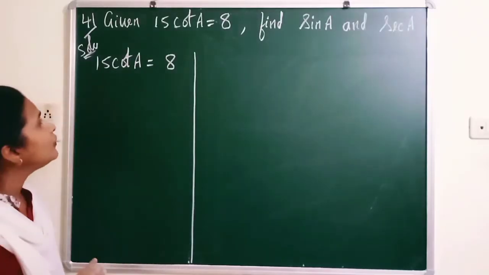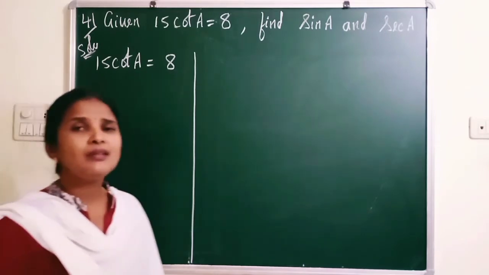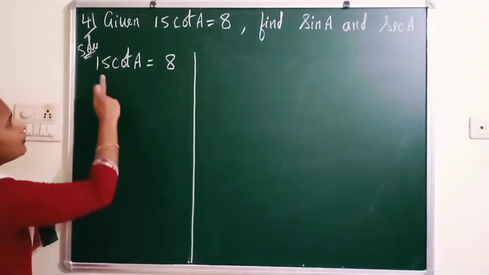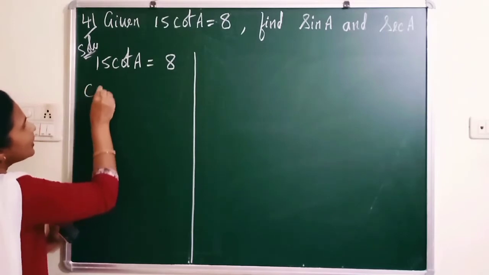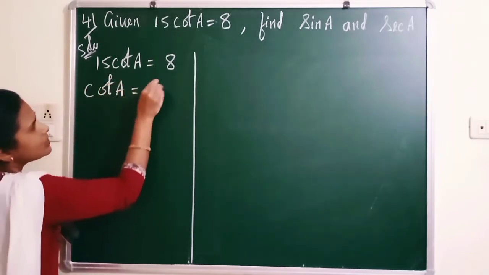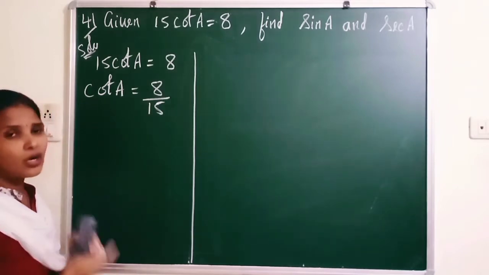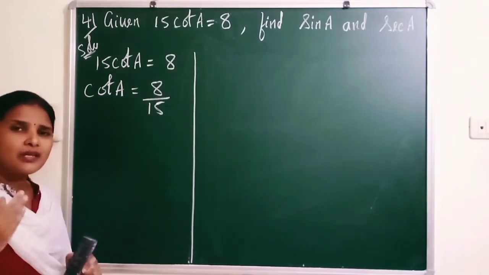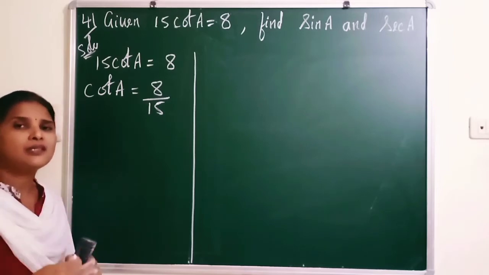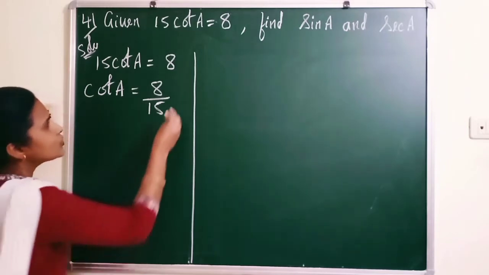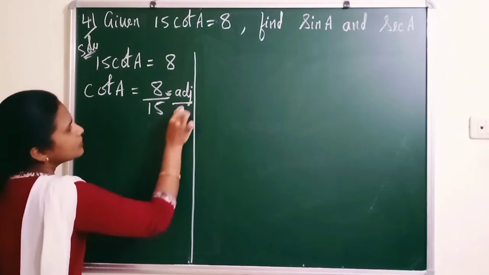He has given 15 cot A equals 8. Find sin A and sec A. So 15 cot A equals 8 he has given. Diagram he has not given. So what is cot A then? Cot A can be written as 8 by 15. So what is the trigonometric ratio of cot? Just recall, what is the ratio of tan? Tan is opposite by adjacent. Then you know that cot is the reciprocal of tan, so it becomes adjacent by opposite.